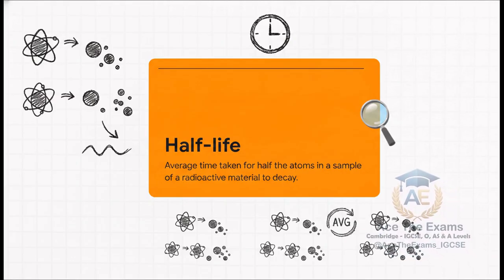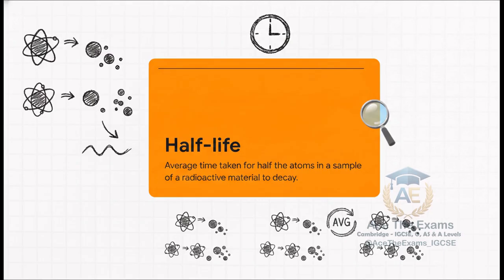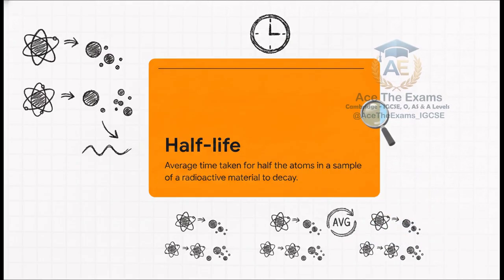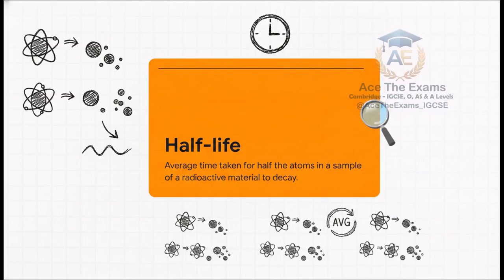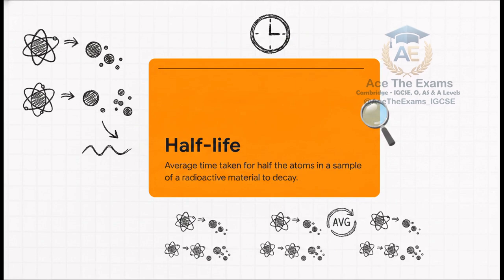Because radioactive decay is a totally random process, half-life is a statistical average time taken for half the nuclei in a sample to decay, or for the activity count rate to halve. Never ever forget the words average or time taken.